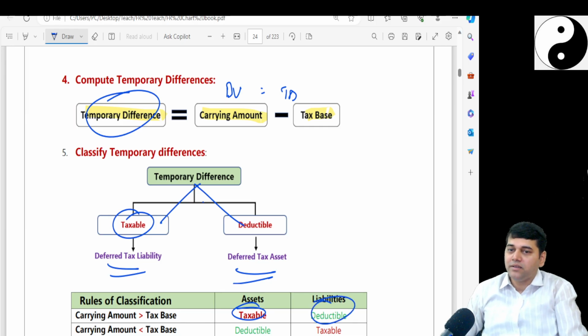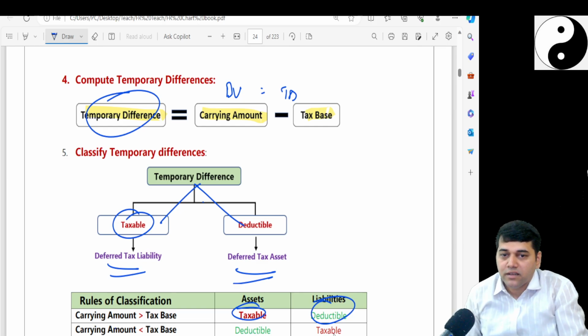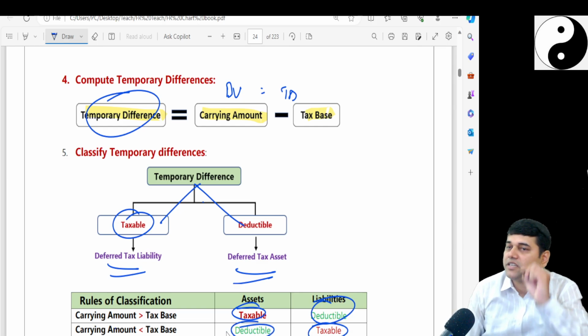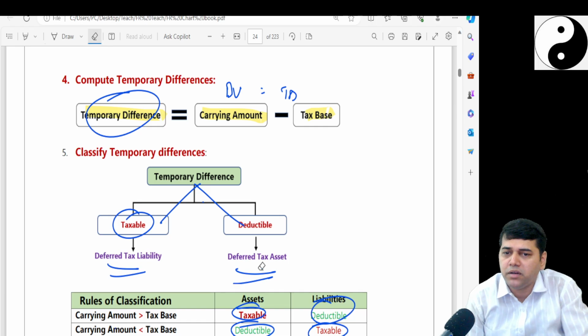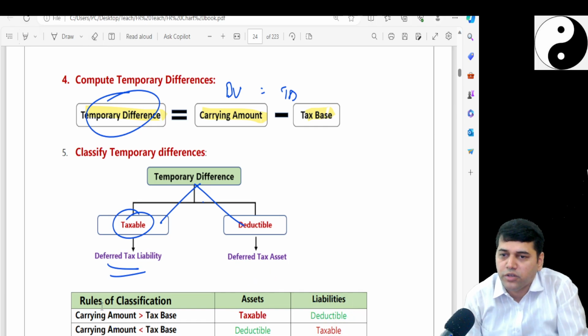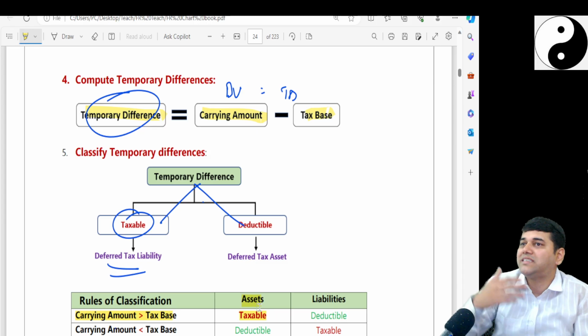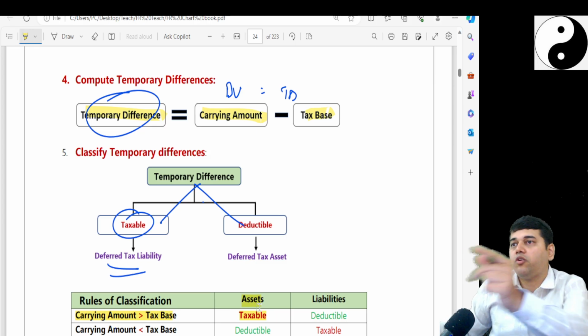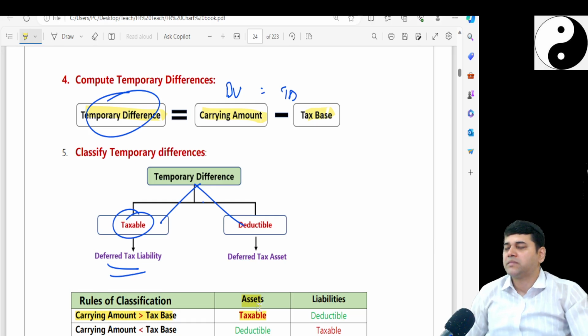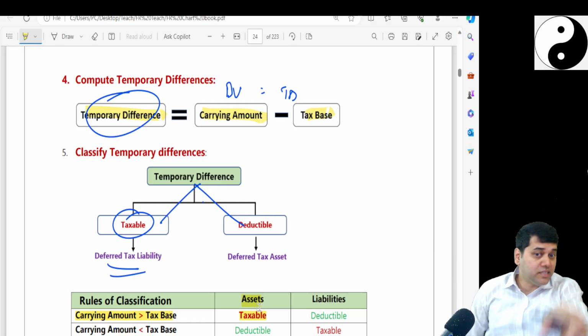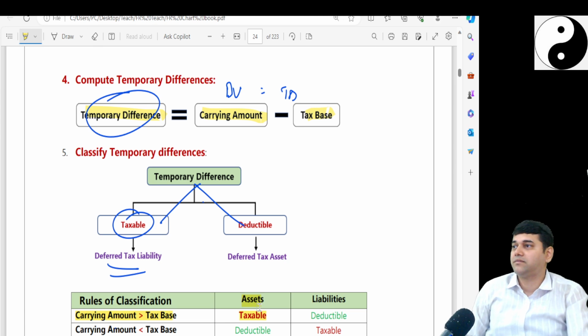Else deductible, liability, taxable, deductible. So you have to just understand, remember only one. If for an asset the book value is greater than the tax base, you have got deferred tax liability. Simple. Just remember only one thing. The other three things you can derive from it.